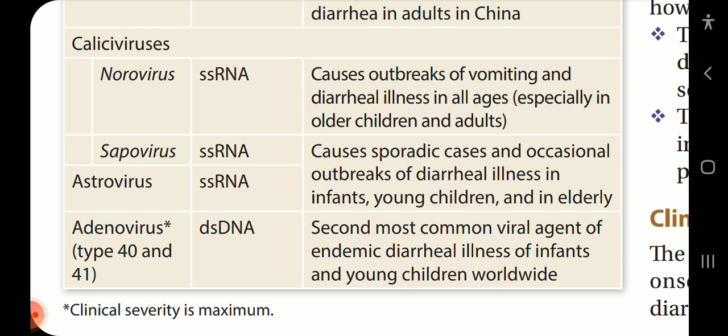And sapovirus, which also has ssRNA, causes sporadic cases and occasional outbreaks of diarrheal illness in infants, young children, and in the elderly. Astrovirus also has ssRNA. It also causes sporadic cases and occasional outbreaks of diarrheal illness in infants, young children, and in the elderly. And last, adenovirus, types 40 and 41, the most severe form. It has double-stranded DNA and is the second most common viral agent of endemic diarrheal illness of infants and young children worldwide.